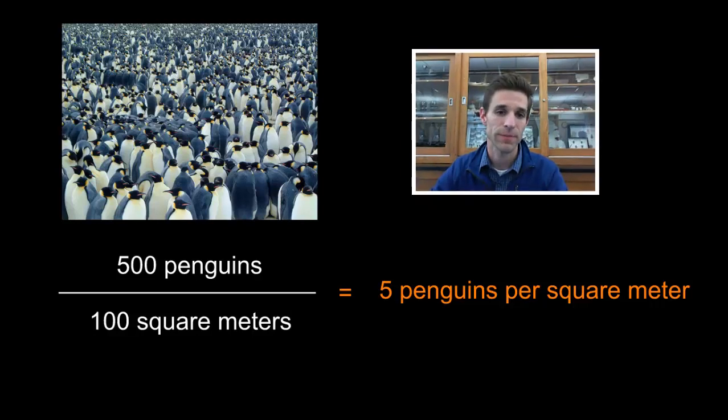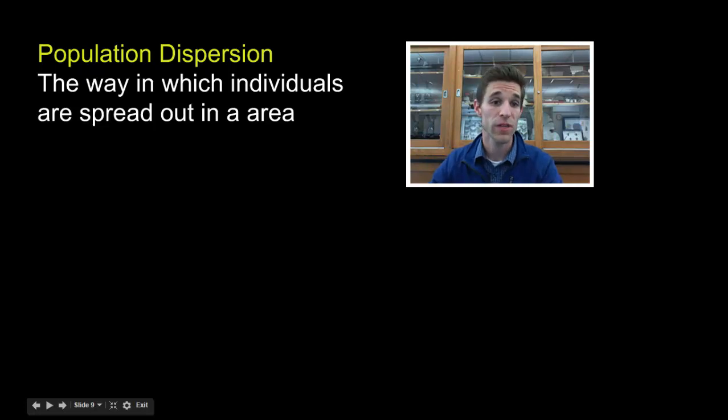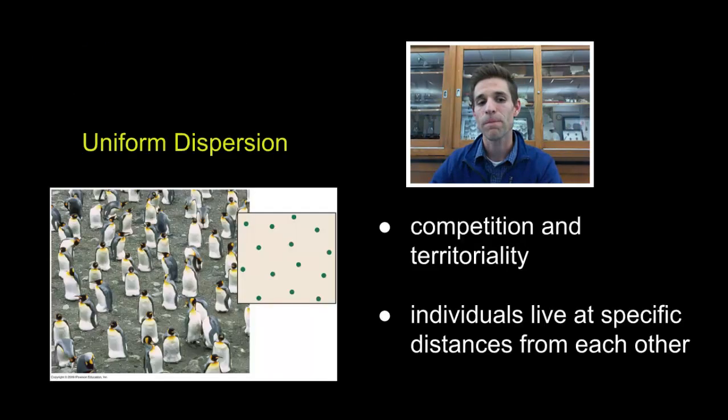The next new term in this video is population dispersion, and this is a little bit different than density. It's the way in which individuals in the population are spread out in the area, whatever area that may be. And one way they can be spread out is in a uniform pattern or a uniform dispersion.